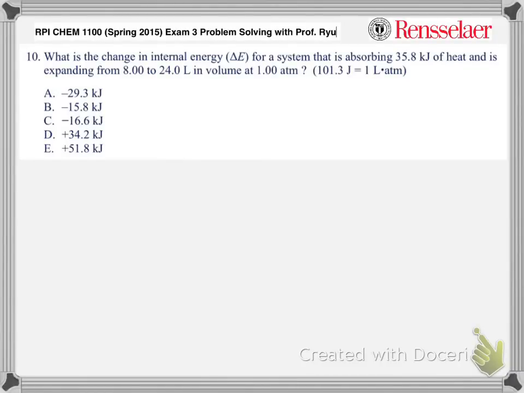Okay, so this is a question about the change in internal energy, and this is the first law of thermodynamics. The change in internal energy is a combination of work done onto the system and Q, heat given onto the system. And this is something that we have to figure out. So this is your system, and it says that the system is absorbing this amount of heat.